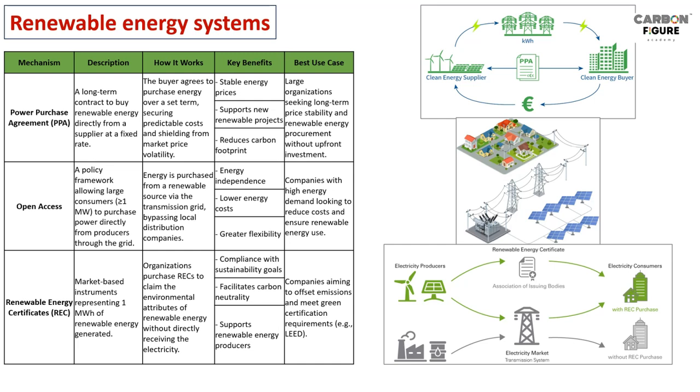Now between PPA and open access, we can see that open access indicates a policy framework allowing large consumers to purchase power directly from producers through the grid, right? Here the energy is purchased from a renewable source via the transmission grid, bypassing local distribution companies, which means the government EB system, right?